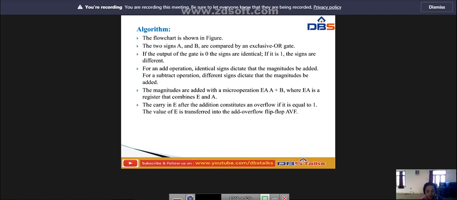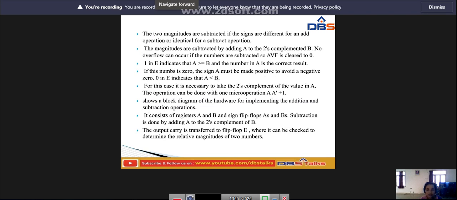Okay, so next we have two magnitudes. The two magnitudes are subtracted if the signs are different for an add operation, or identical for the subtract operation.